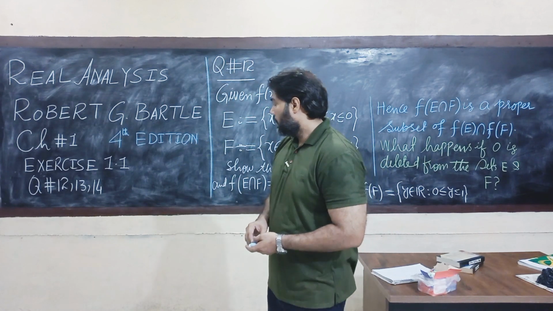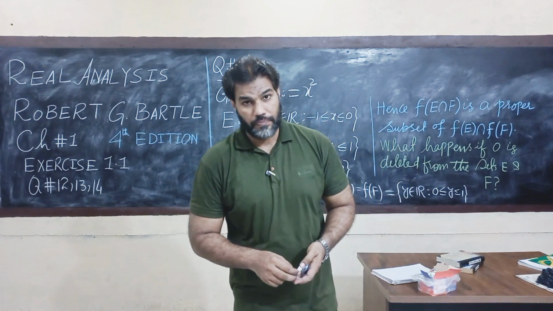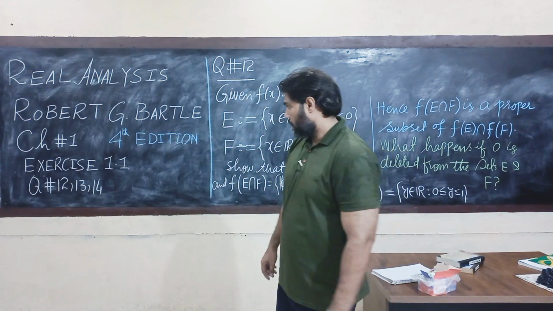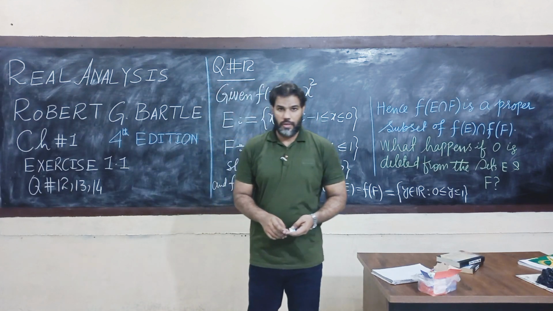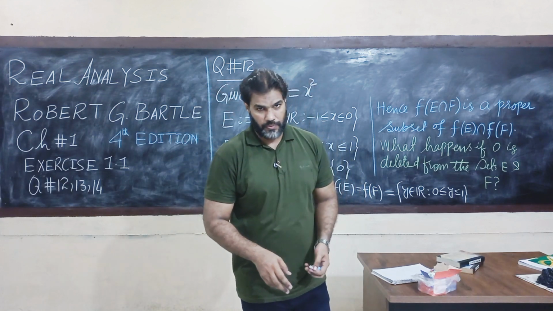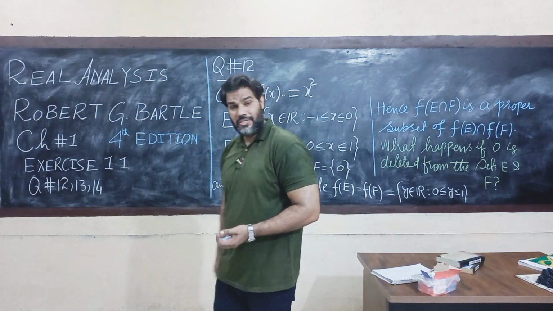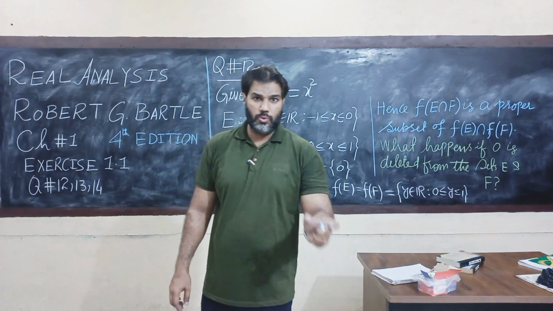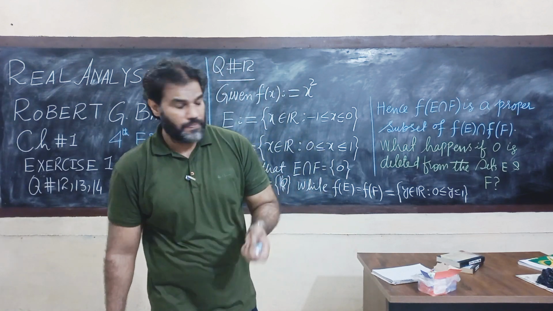Bartle. Here I am using the latest edition, that is the fourth edition of this book. In today's lecture, we will discuss three questions, question number 12, 13, 14 from exercise 1.1. So let us start from question number 12. These questions are actually related to the direct images of a set under some mapping f.